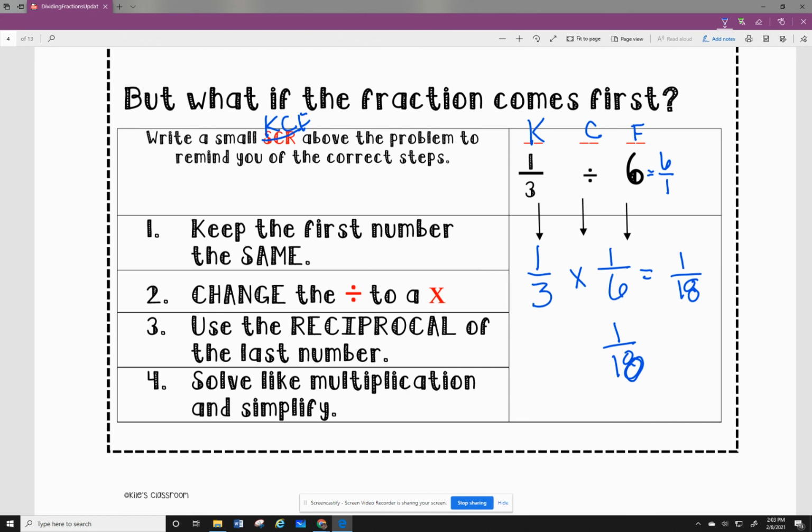All right. So that's how we divide fractions and whole numbers. You have an assignment in IXL in order to practice this. So make sure you look at your page on Canvas and see what your assignment is for practicing keep, change, flip. Make sure you message your teacher if you have any questions.